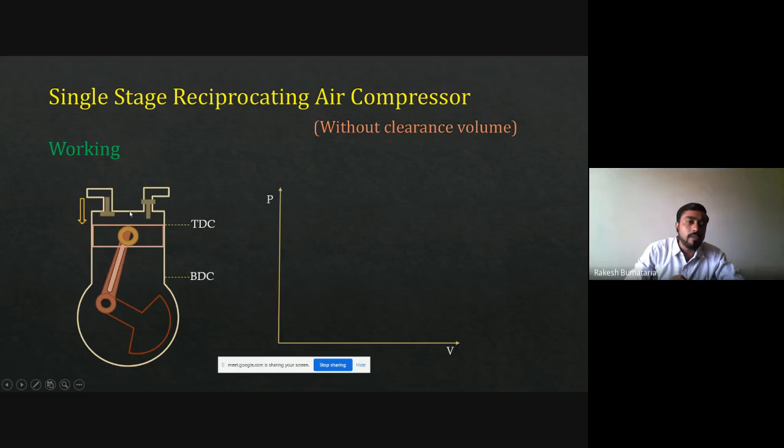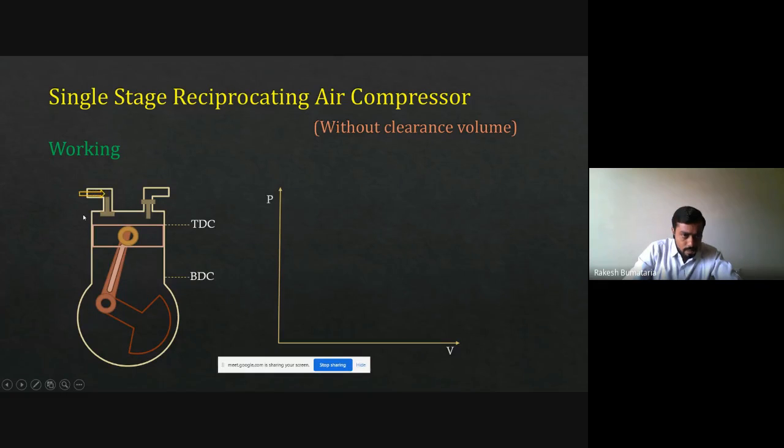The pressure inside the cylinder is slightly lower than atmosphere, and the outside pressure is atmospheric. Due to that pressure difference, the suction valve will open. There isn't any mechanism like in an IC engine to operate the suction and delivery valves. Here both valves operate only due to pressure difference. Due to the opening of the suction valve, air will come from the atmosphere into the cylinder, and the cylinder will fill with atmospheric air. So again our pressure will be at atmosphere level. During this process air comes inside the cylinder. This process is known as the suction process.